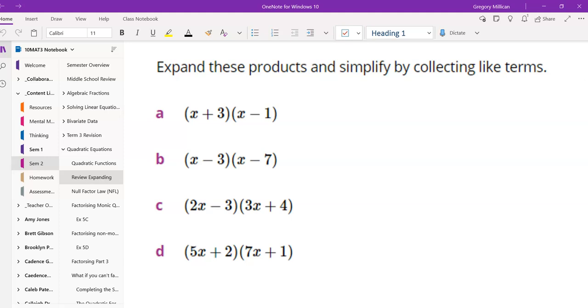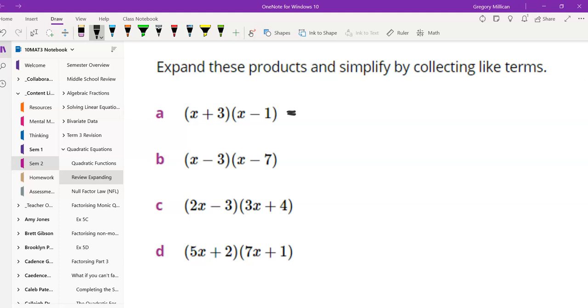Okay, is there anybody who is having trouble remembering how to do this? Cool, thank you for honesty, appreciate it. So basically there's a couple of things.